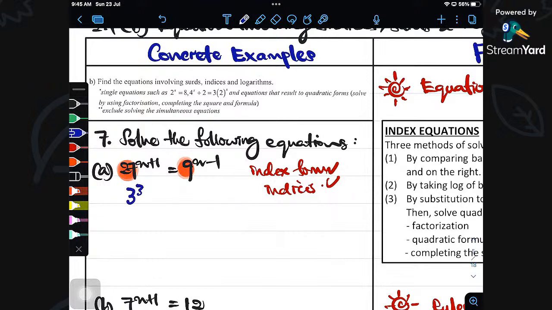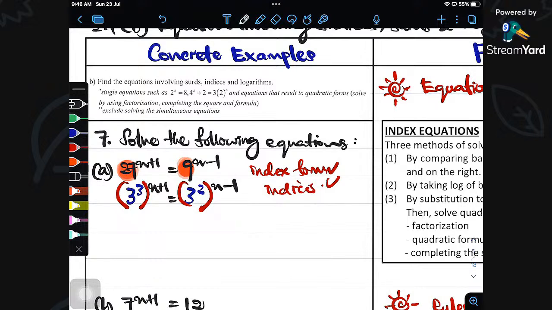Manakala 9 pula juga adalah mempunyai index form daripada 3 kuasa 2. So it's very important lah untuk you all dah cukup hafal bahawa 3 squared is 9. 9 adalah 3 squared. 27 adalah 3 cube. Okay, you call this 3 cube. And so you got to make sure you already understand this, already in your head. Okay, so you just must put a bracket for both of them. And then you write down the power for each of the index forms.